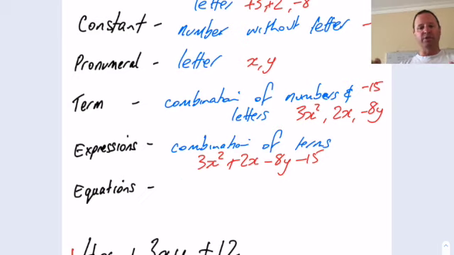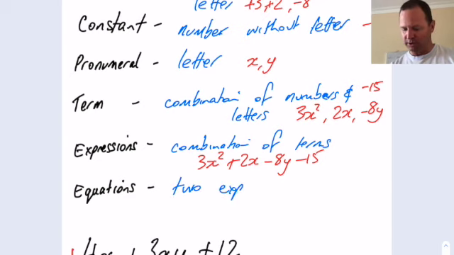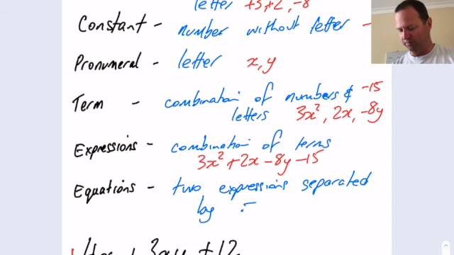An equation is just two expressions that are separated by an equal sign. I'll get into later on in the year that you only ever put one equal sign in a line. So when we do some examples, I'll get into that. So it's two expressions separated by an equal sign.